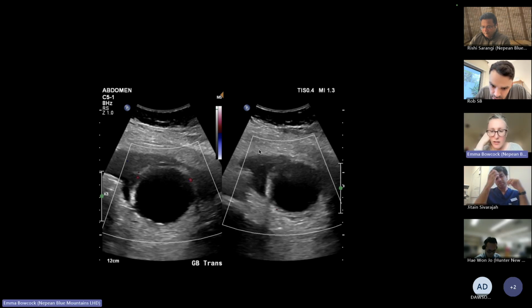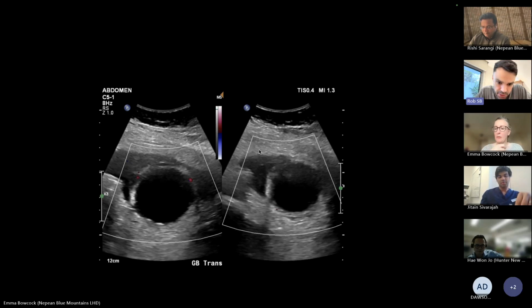Anything else that you can see on this, Rob? I think to the left of screen you can see some edema. So there could be some gallbladder wall edema, which happens with cholecystitis as well.